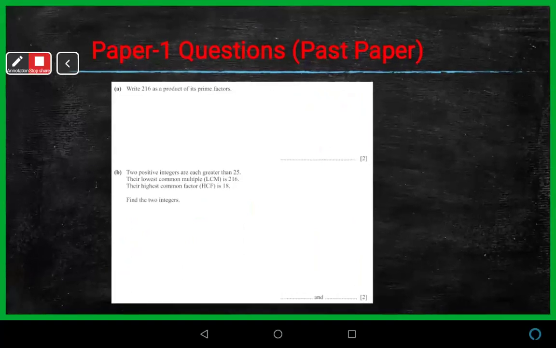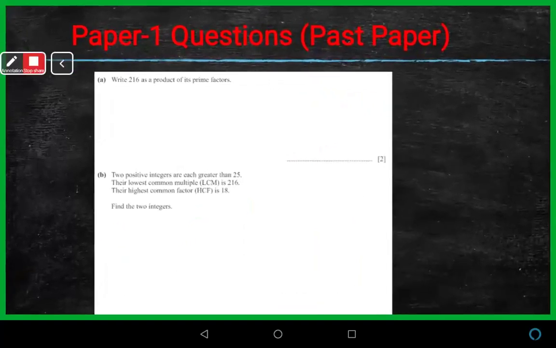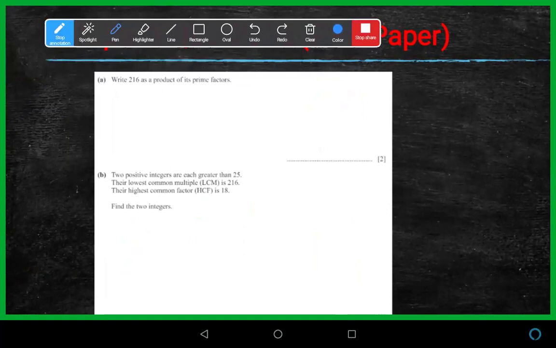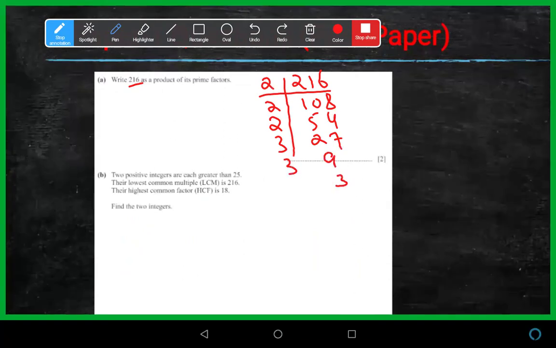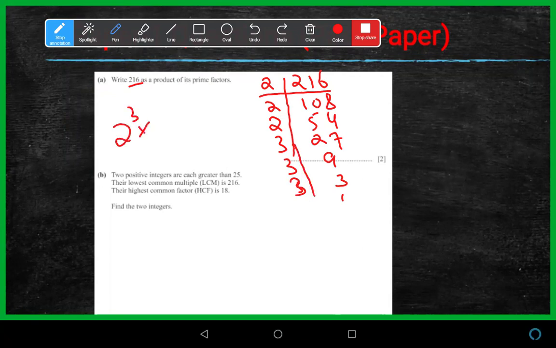Now a very interesting and very important question. First we need to find the prime factors. So we write the prime factors of 216: 2 108s are 216, 2 54s are 108, 2 27s are 54, 3 9s are 27, 3 3s are 9 and 3 1s are 3. So this is 2 raised to the power 3 multiplied by 3 raised to the power 3. This will be the answer of part A.